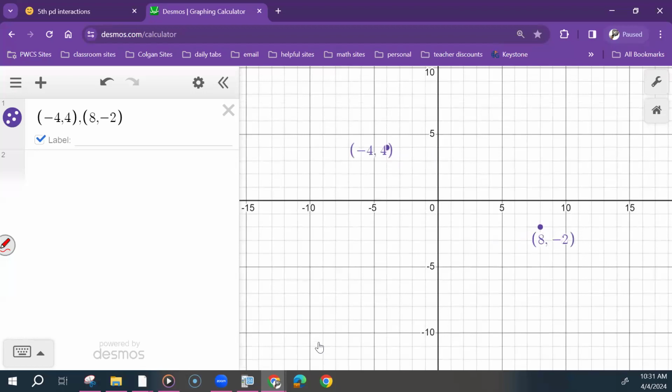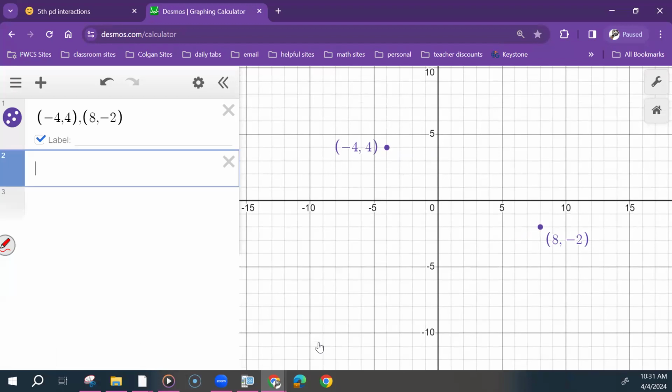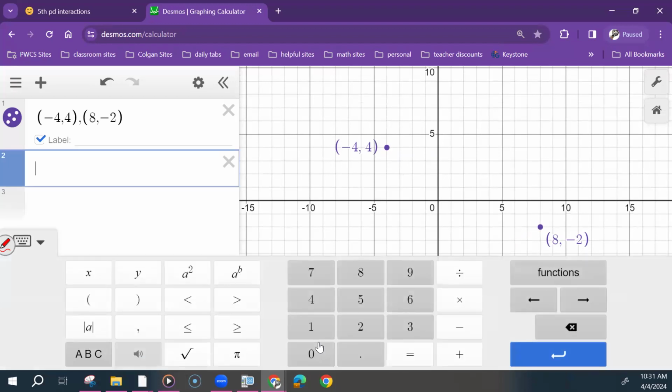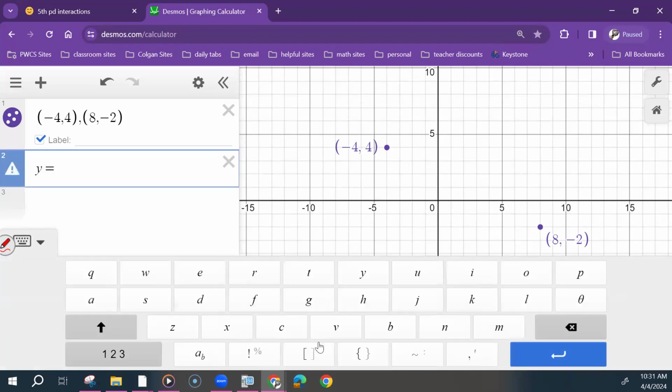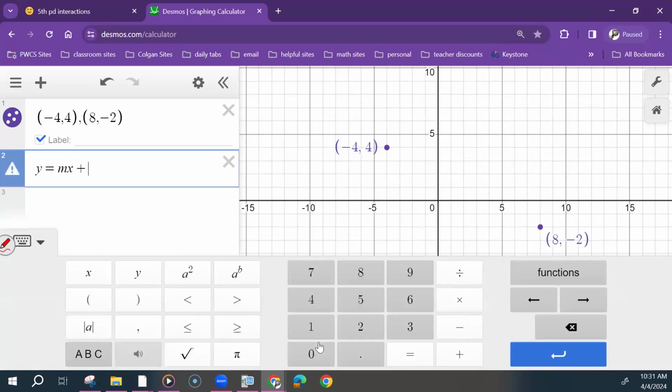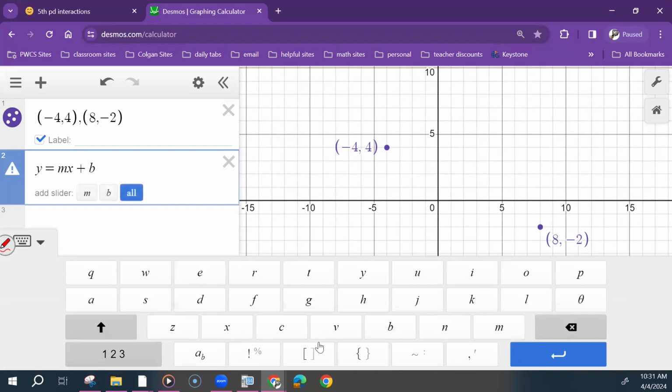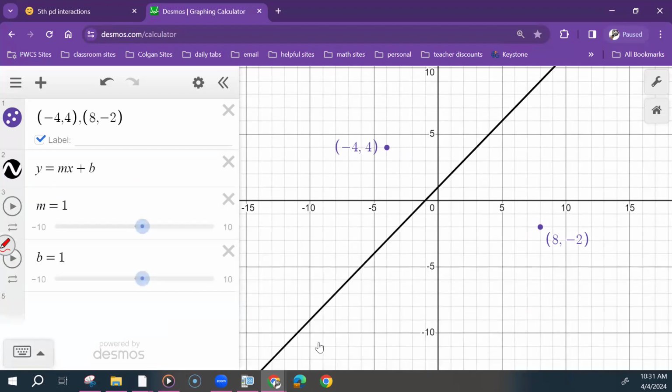and I count that slope, well, let me backtrack. I know I'm going to be writing the equation of a line, so I need my y equals mx plus b. And I can add my sliders. In order to change my m, I need to know what this slope is.